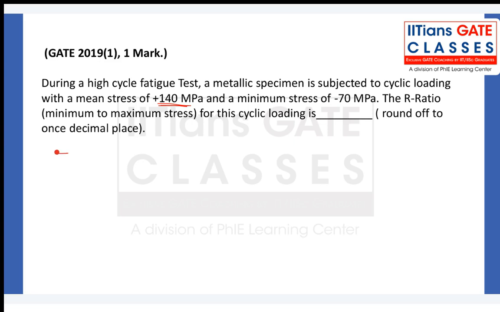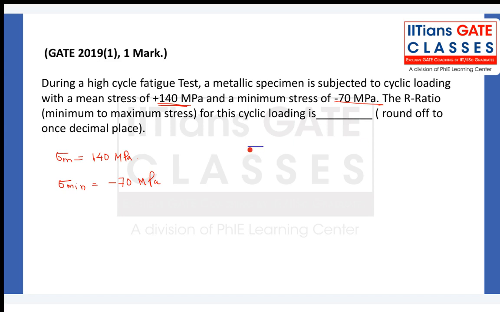So what is given is sigma mean is equal to 140 megapascal. And a minimum stress of minus 70 megapascal. So sigma minimum is equal to minus 70 megapascal. The R ratio is asked, minimum to maximum stress for the cyclic loading. It's a very, very simple question. Indeed, this should have been for 1 mark.